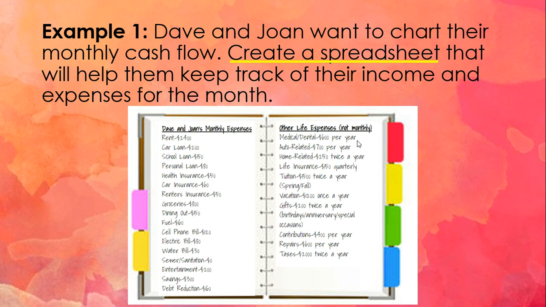Looks like they go on a vacation once a year. They do gifts, contributions, repairs, and also taxes. So, like I said, in order to come up with the cash flow, we have to have all of the expenses in those 4 categories that I was talking about earlier: your income, your essential expenses, your variable expenses, and your savings, right? So here's all of their expenses broken down, not monthly, but overall. These are the things that they're going to have to consider when creating a monthly cash flow.